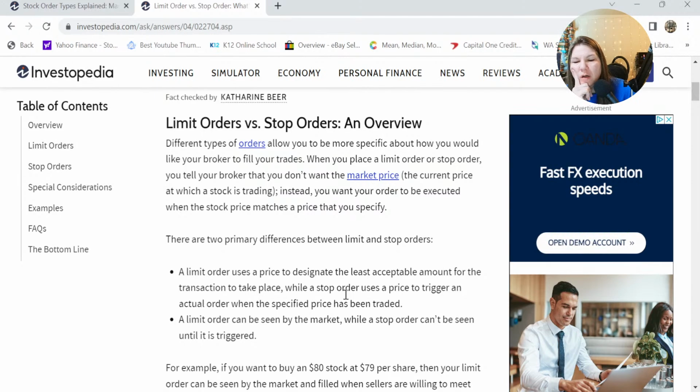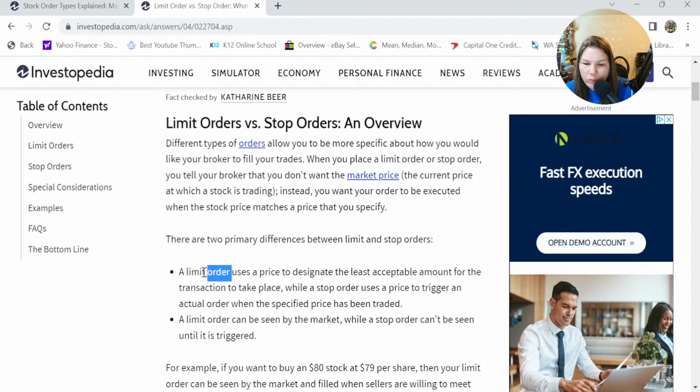A limit order uses, hold on guys, I'm processing this in my little brain. Some things are really hard to process and you just got to get it. A limit order uses a price to designate the least acceptable amount for the transaction to take place. Well, a stop order uses a price to trigger an actual order. Okay, I get it, guys. Let me explain it in Donna terms.